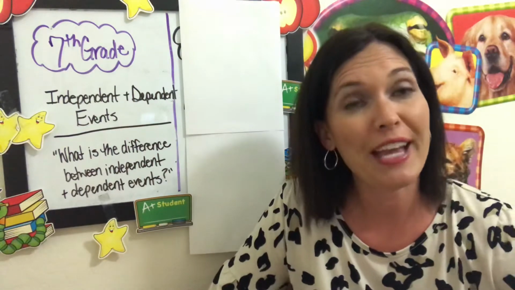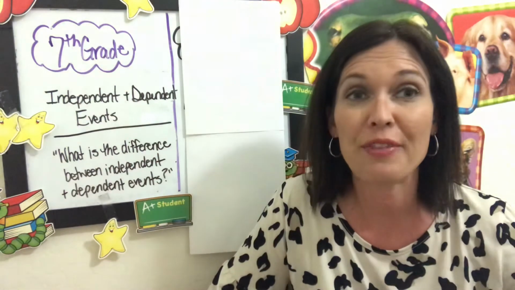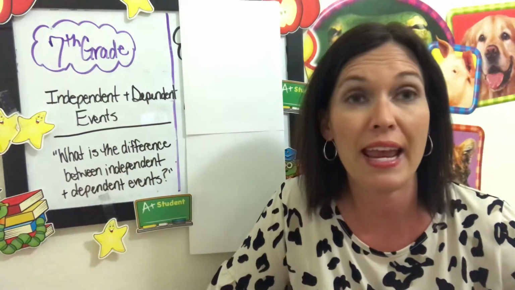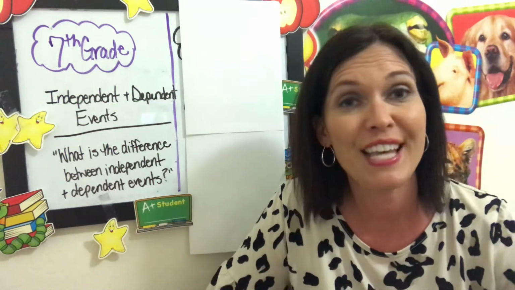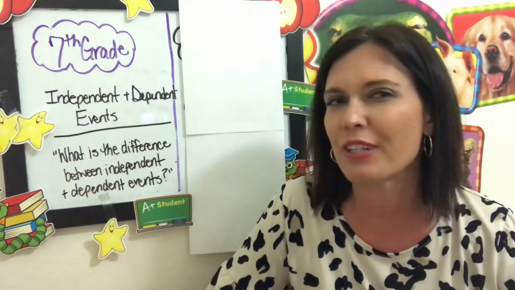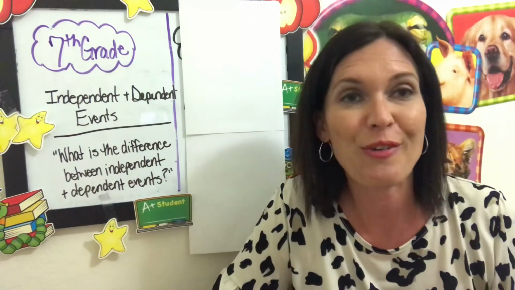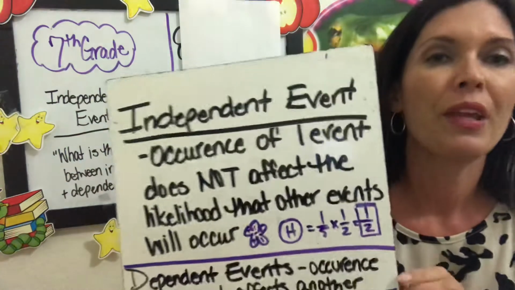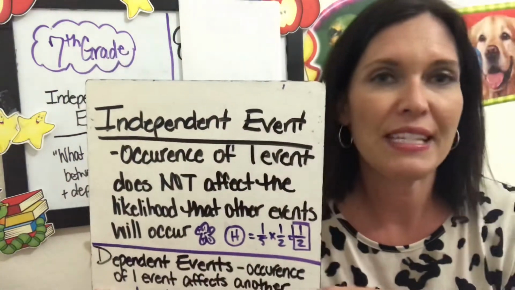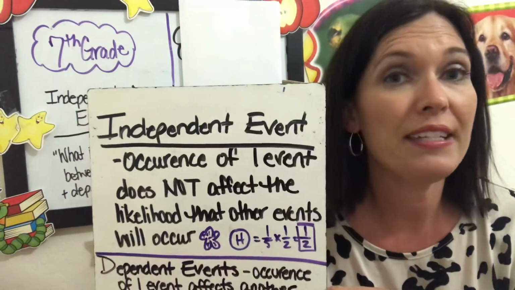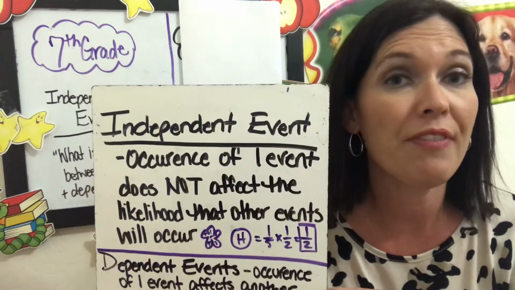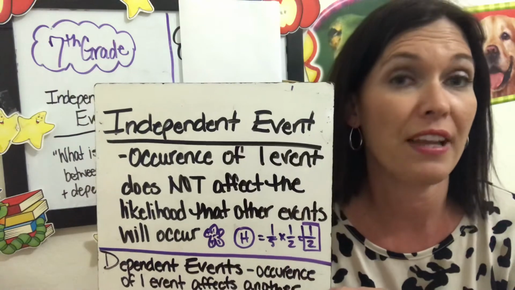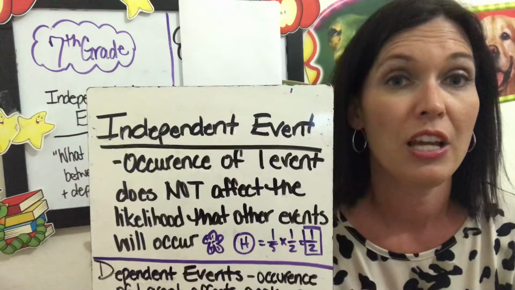I know that some of you have learned a little bit about this through different Khan Academy and Imagine Math lessons, but sometimes it can be kind of tricky and hard to distinguish between the two of them. So I wanted to go over that a little bit with you and remind you of what those things mean. First of all, independent events. An independent event is the occurrence of one event that does not affect the likelihood of another event.